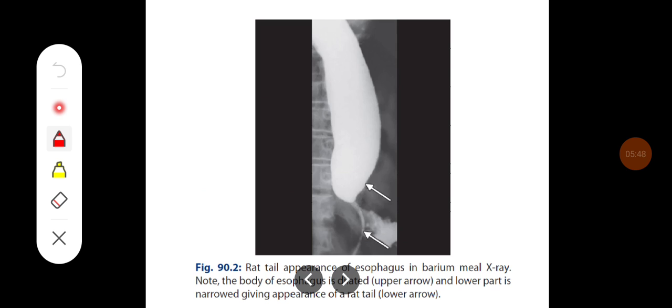So this is the rat tail appearance of the esophagus in barium meal X-ray. Note the body of esophagus is massively dilated, and the lower part is narrowed and giving appearance of the rat tail.